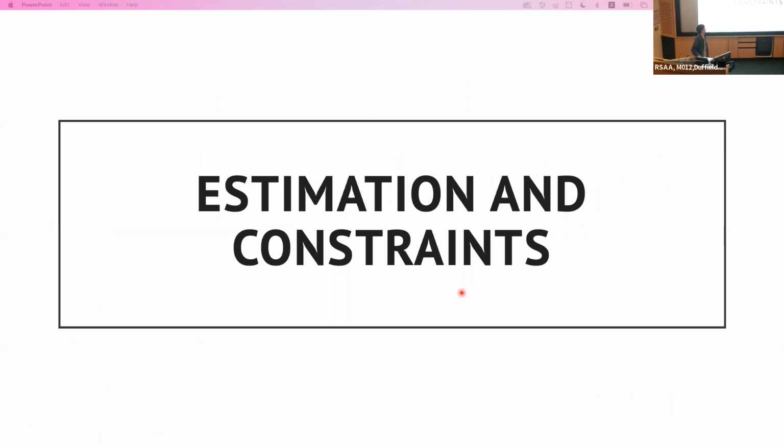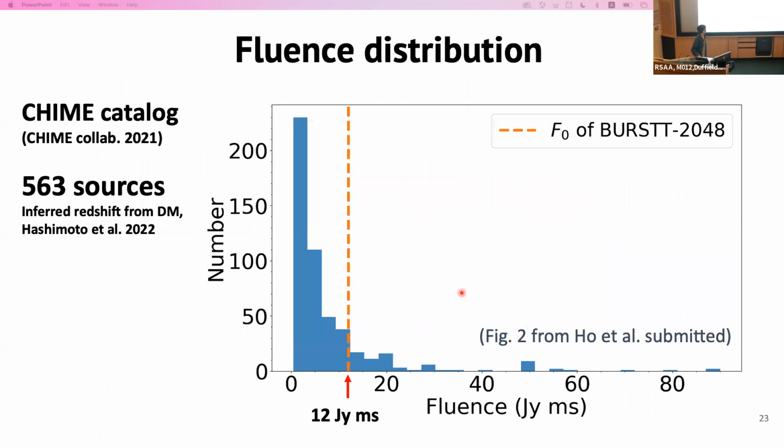So first, I will begin with the estimation and the constraints. Here in this first project, we are using a catalog from CHIME. So we are doing kind of empirical studies about this. In this catalog, we have about 500 sources of FRBs, and we have inferred redshift from Hashimoto et al. 2022, who calculated the redshifts from the DM.